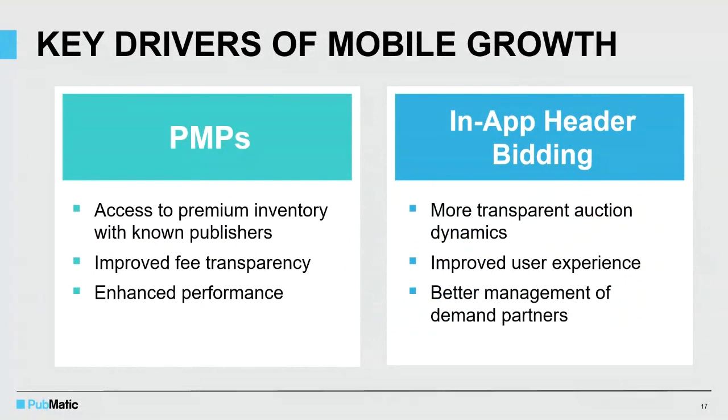So the second driver is back to in-app header bidding. And in-app header bidding is doing a couple of really important things. Instead of the traditional waterfall, it's bringing all the demand in at once. And we know from experience on the web that when you bring more demand to compete for a given impression, this improves publisher yield. It's also more transparent about what the auction dynamics are, and it makes it much easier for in-app publishers to manage their partners.